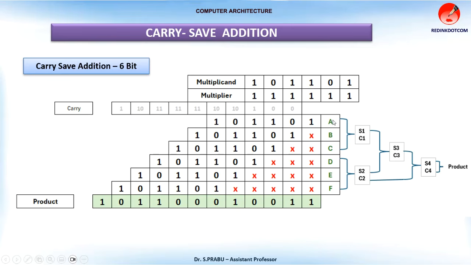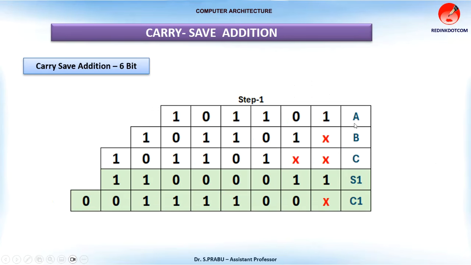So first I take this ABC value. That can be calculated here. So 1 is the sum, carry is 0. 0 plus 1, 1 is the sum, carry is 0. 1 plus 1 is 10, carry is 1. 1 plus 1 plus 0 is 10. So the sum is 0, carry is 1. So in this way you can fill this S1 and C1.